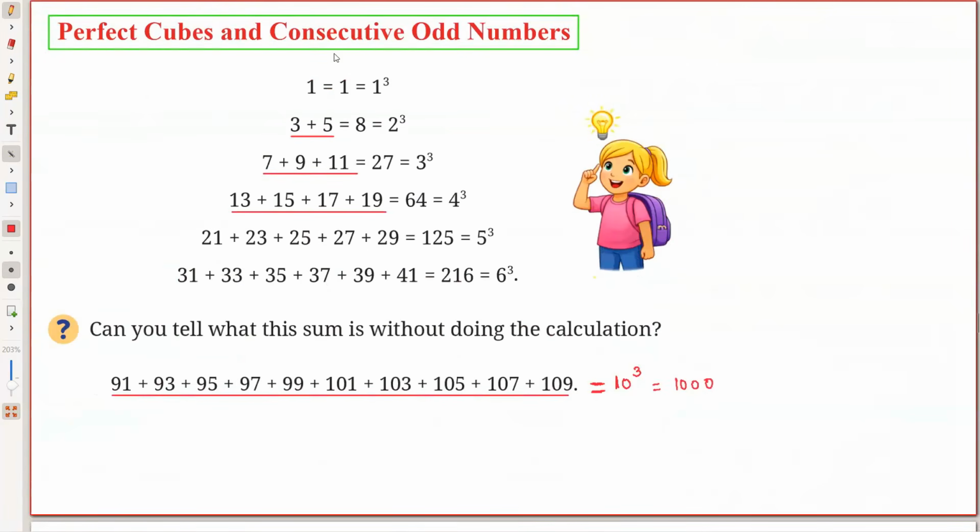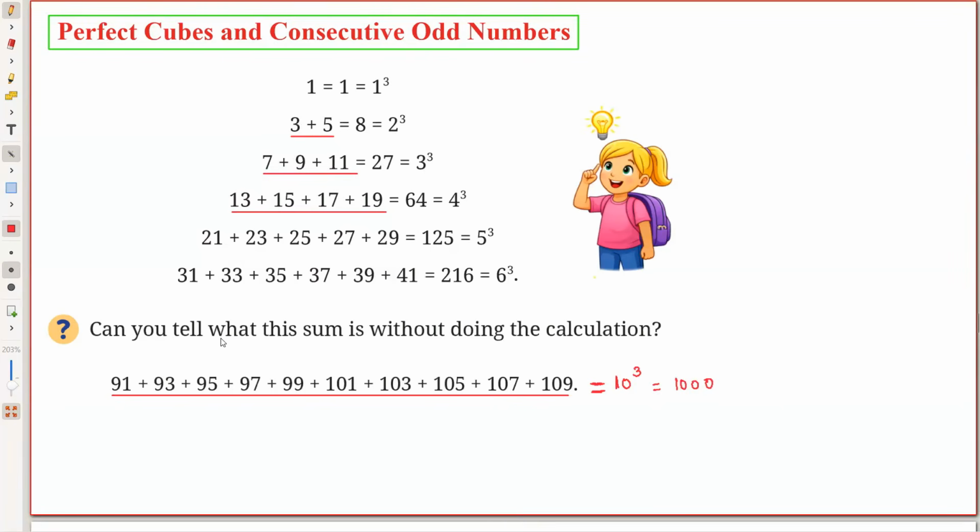Next one is perfect cube and consecutive odd numbers. 1 cube is 1. Consecutive means continuous. 3 plus 5 is 8, and 8 you can write as 2 cube. 7 plus 9 plus 11 is 27, and 27 you can write as 3 cube. 13 plus 15 plus 17 plus 19: how many numbers? 1, 2, 3, 4 terms, so 4 cube. Then 5 cube, 6 cube.